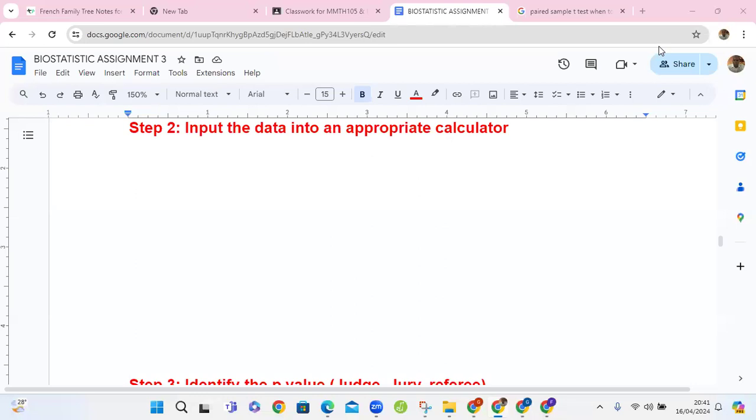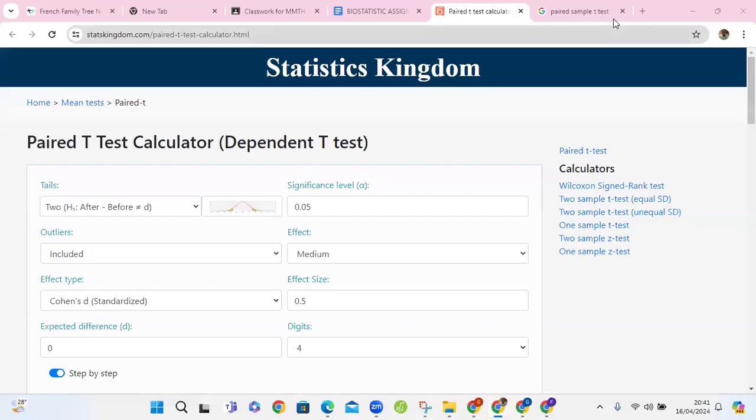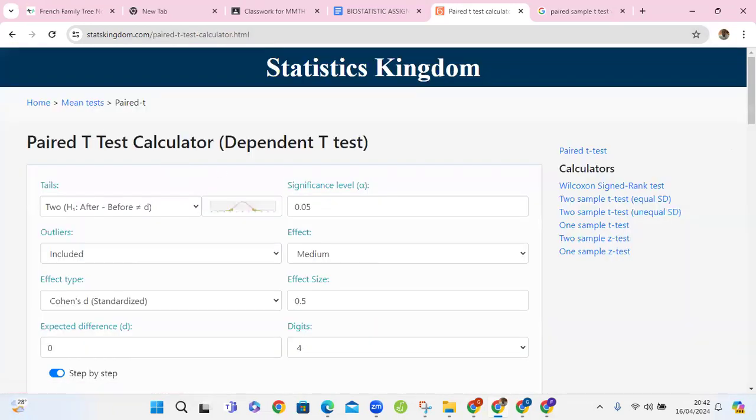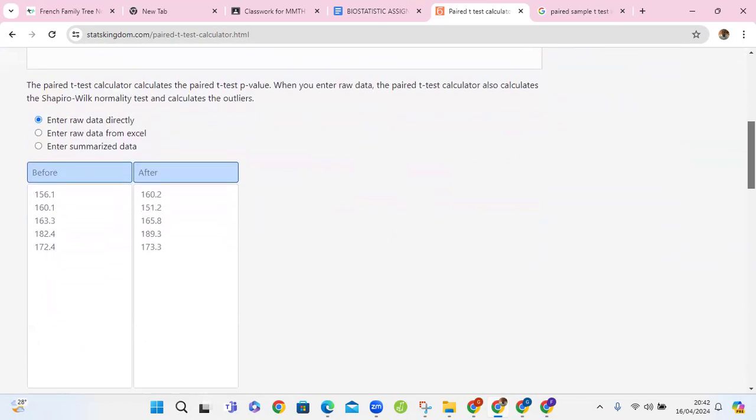Step number 2 is to input the data in an appropriate calculator. So we need a paired sample t-test calculator. So we can go to Statistics Kingdom, paired t-test calculator, dependent t-test. Here it is, paired t-test. So we can click on it. And it says go to calculator. Let's go to the calculator. And here we can input our data, enter raw data directly, before and after.